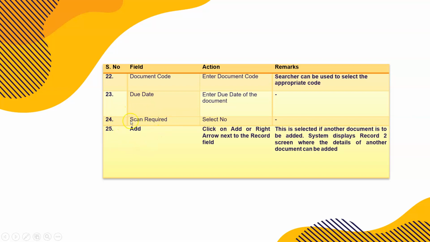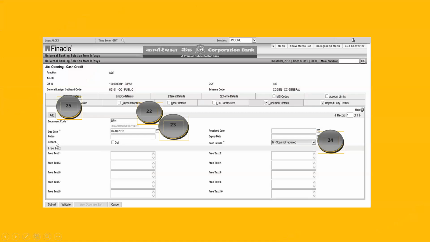And we can keep on adding as many documents as we like here, as I've shown you in the previous slide. Scan, right? Not required. You can keep on adding as many documents as you like. Document code, go on the searcher, you get a long list as per the bank's customization. Due date, generally it is 1 year. And you can enter any note here also. This column is there for notes also, right? Due date 1 year. Notes, you can enter any particular. This is saved for posterity here.